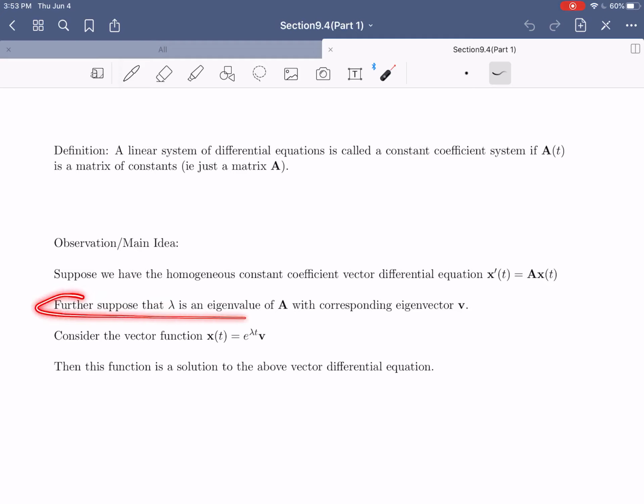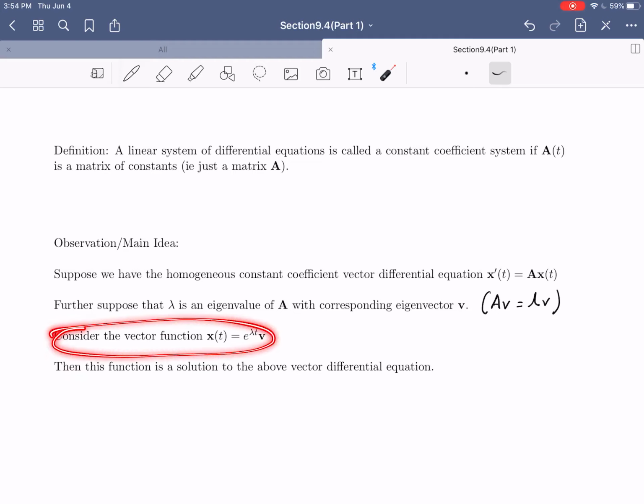So we're going to further suppose that lambda is an eigenvalue of A with corresponding eigenvector v. Now, it's been a little while since we talked about eigenvalues and eigenvectors. So remember what this actually means is that if we do matrix multiplication of A times the vector v, then it's the same as scalar multiplication of that vector by that lambda. So when you say that lambda is an eigenvalue of A with corresponding eigenvector v, what we're really saying is that Av equals lambda v.